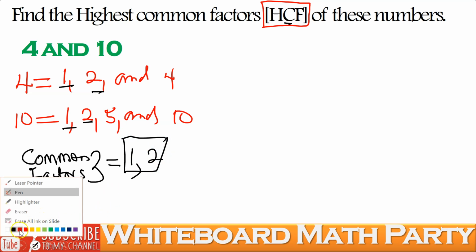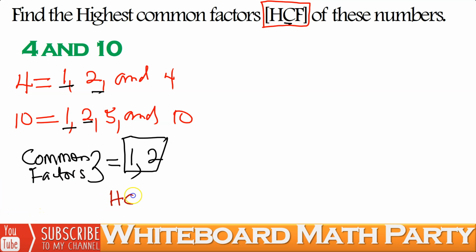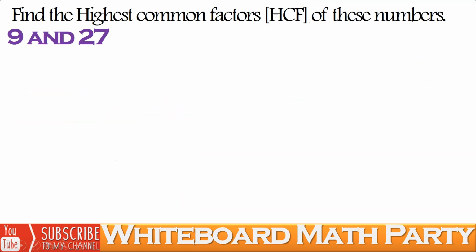We can simply say now that the HCF of 4 and 10 is simply 2 because 2 is the highest common factor that appears in 4 and 10. Very easy peasy lemon squeezy. What about 9 and 27?